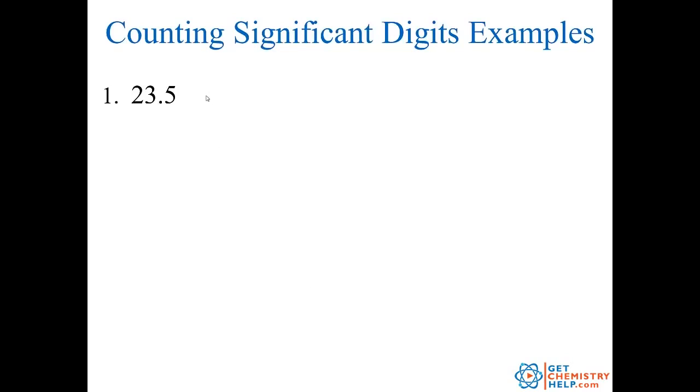So how about the number 23.5? How many of those digits do you think are significant? Well, they're all non-zero digits, so they should all be significant. So 1, 2, 3. This would have 3 significant digits.